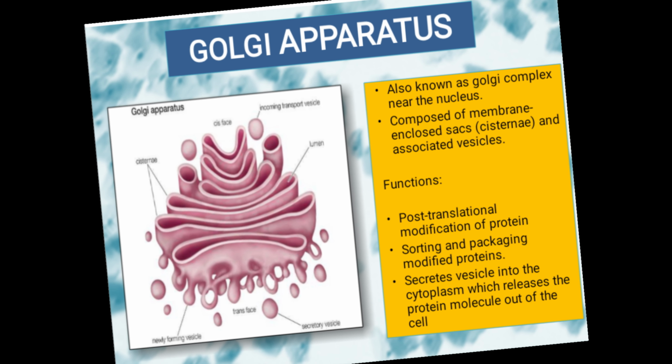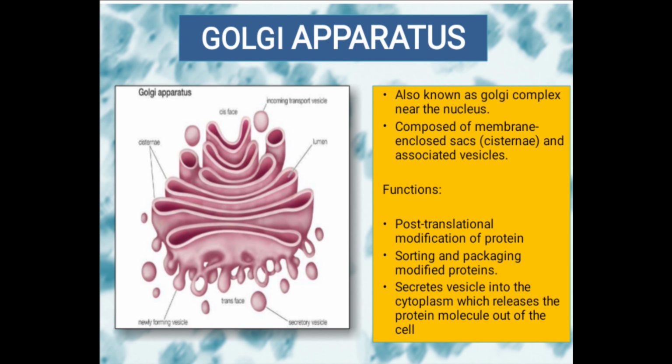The Golgi apparatus is located near the nucleus and is composed of cisternae. It functions to sort, package, modify, and secrete proteins out of the cell.